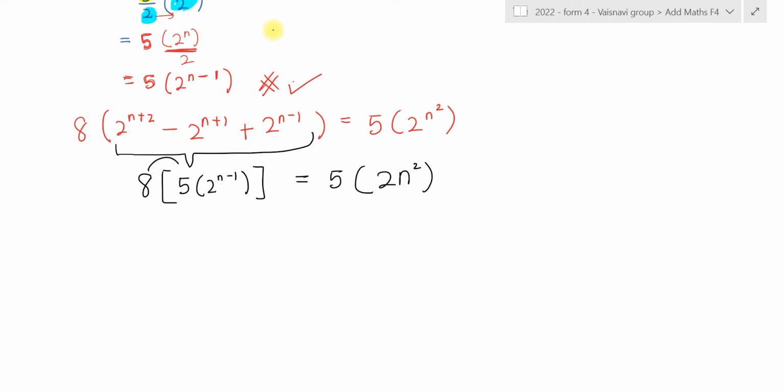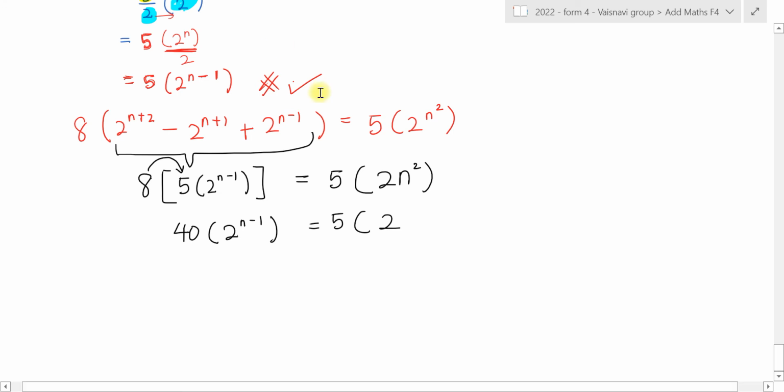What will happen after this? This 5 and 8 you can multiply in, no problem, because there is no power with the 5. So 8 times 5 is 40. 40, 2n minus 1 equal to 5, 2, n square is a power, right? It's a power. 2n square.